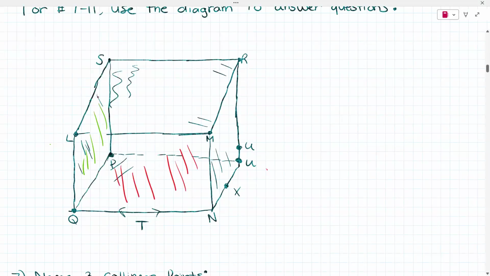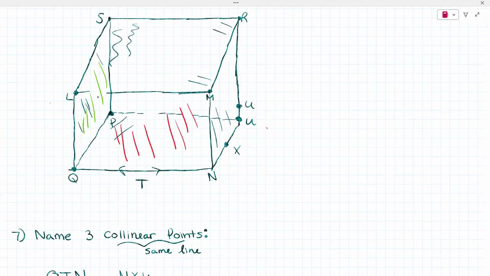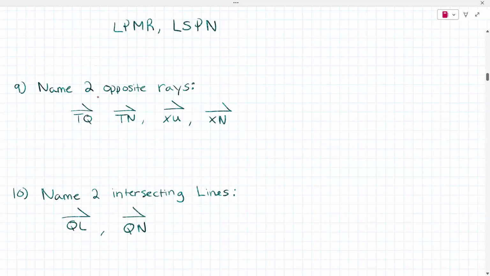Okay, so what would be the intersection? Name the intersection, or name the ray that intersects these planes. It would be ray LQ, right? LQ intersects the green plane and the red plane. Okay, so it's going to be ray LQ.